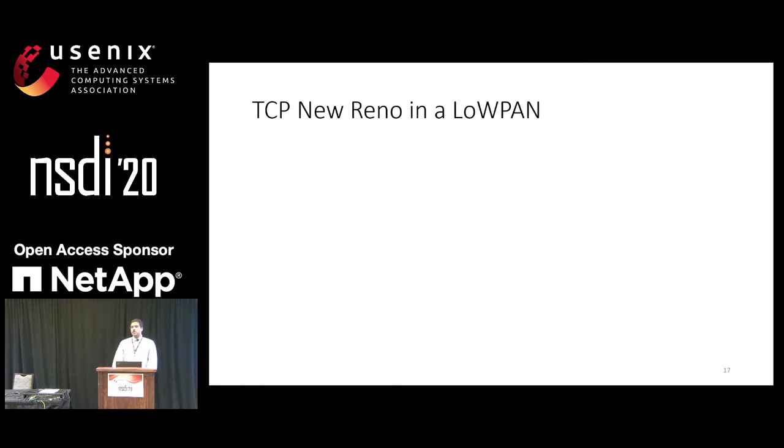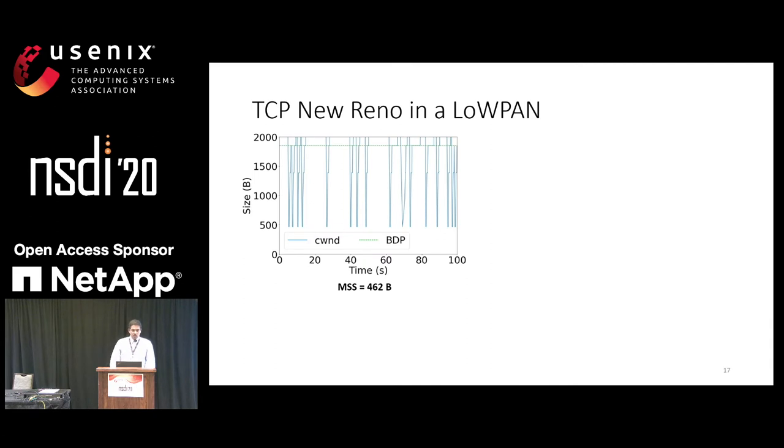So if you look at how TCP New Reno behaves in a low-power network, in a setting where you have 4 segments in your BDP, you get a graph that looks like this, where sure, the losses are happening pretty frequently, but because your BDP is small, the congestion window is able to recover to the BDP very quickly, and you're actually spending most of your time transmitting at a full window. A more challenging setting is one where you have smaller size segments and are also using random early drops, which may induce a few more losses.